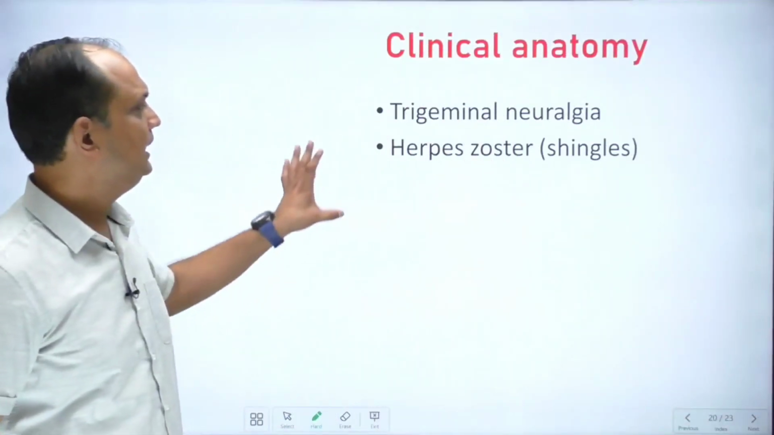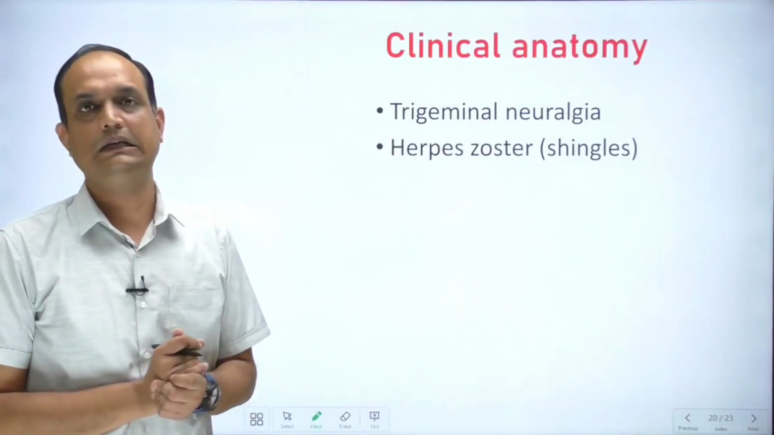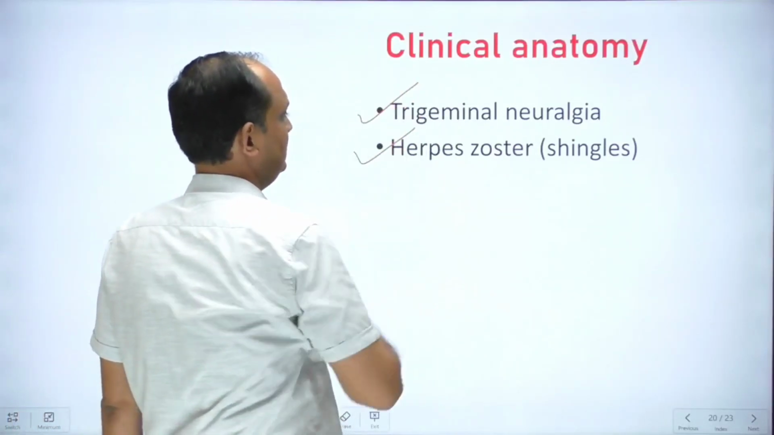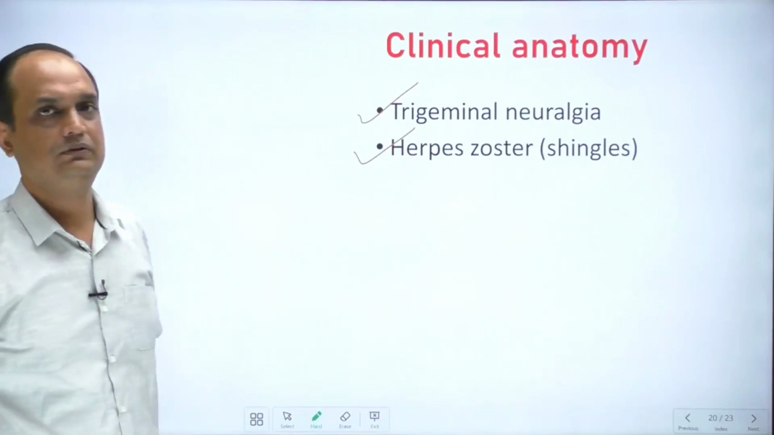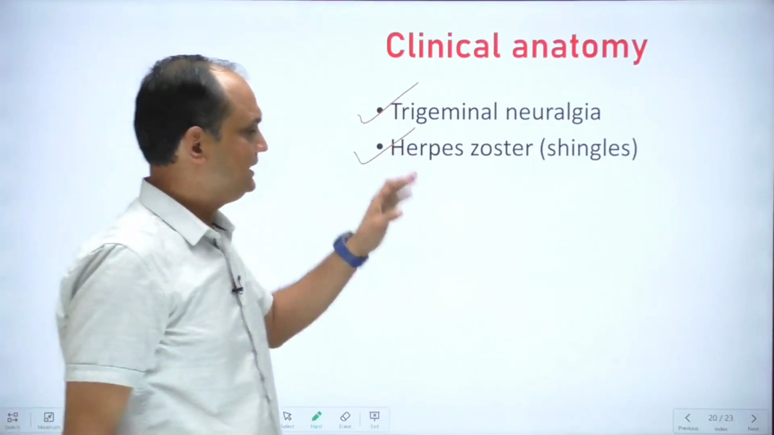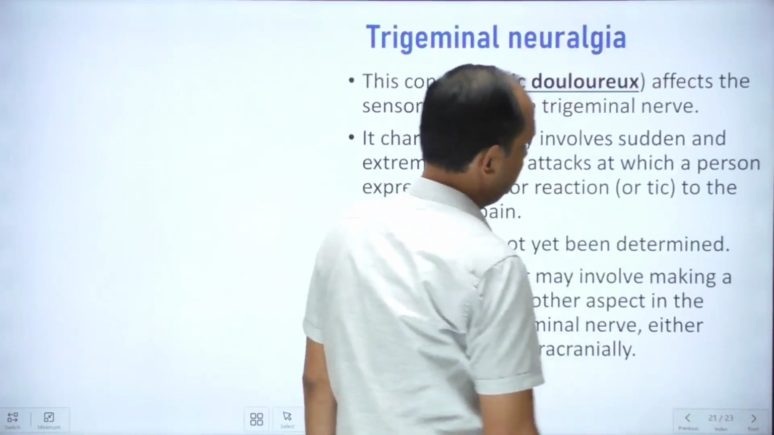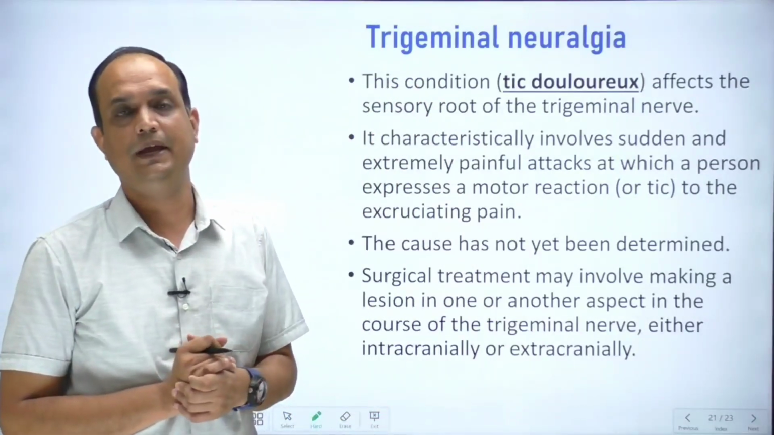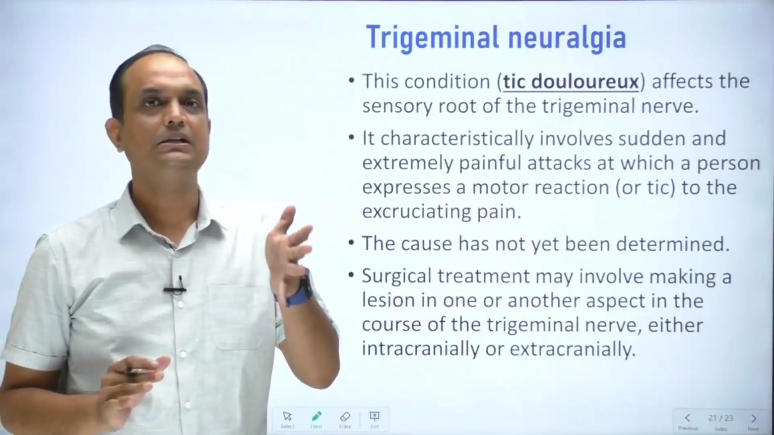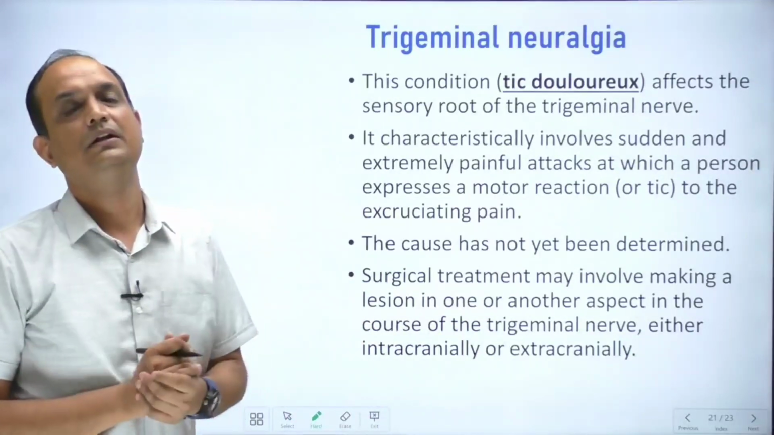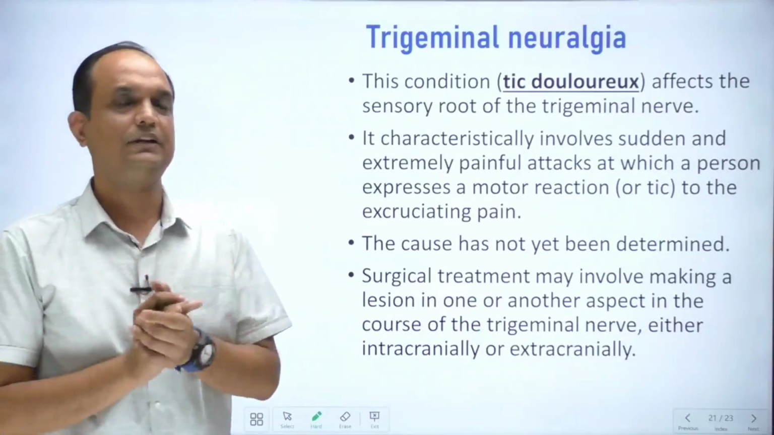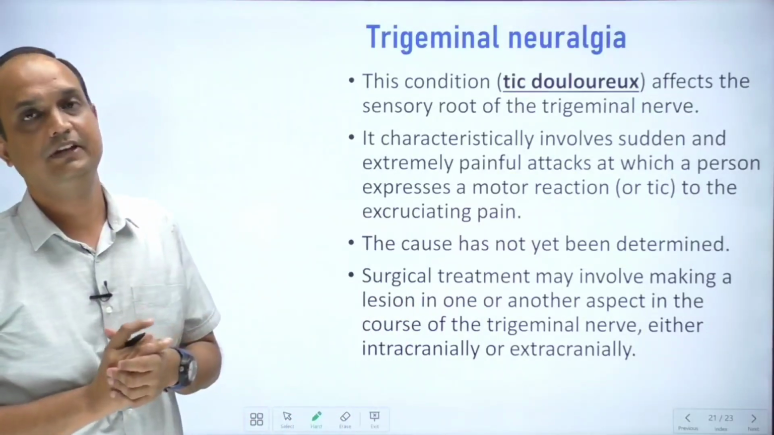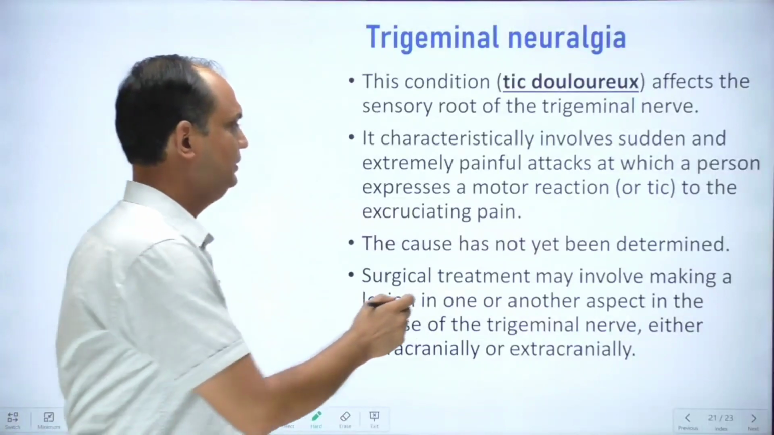Then there are 2 more important clinical anatomy topics. One is known as trigeminal neuralgia, another is herpes zoster, or it is known as shingles. Now what is trigeminal neuralgia? Trigeminal neuralgia is excruciating, severe pain in the area of the trigeminal nerve. In the part of the trigeminal sensory supply, the patient is having severe pain. The cause is not known.